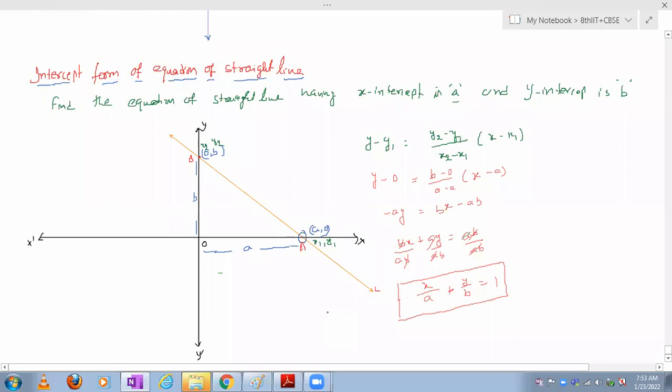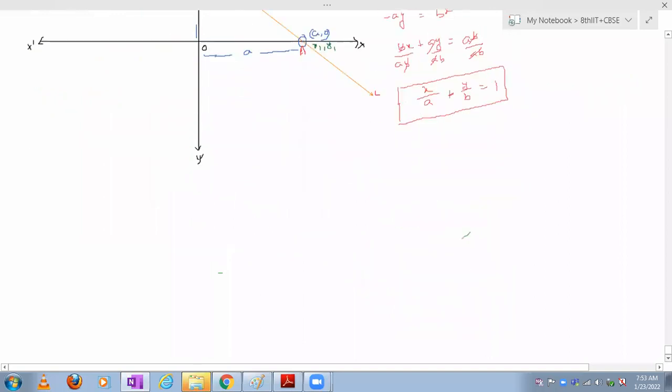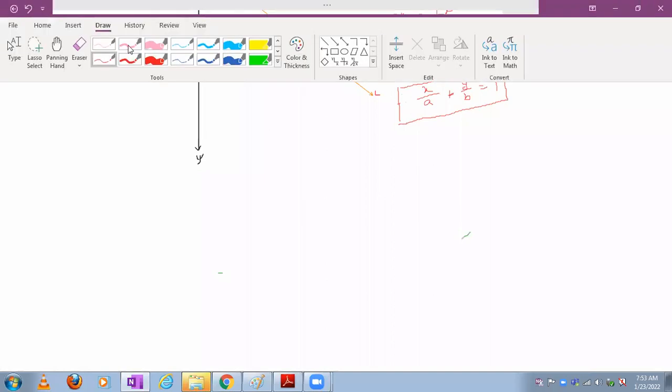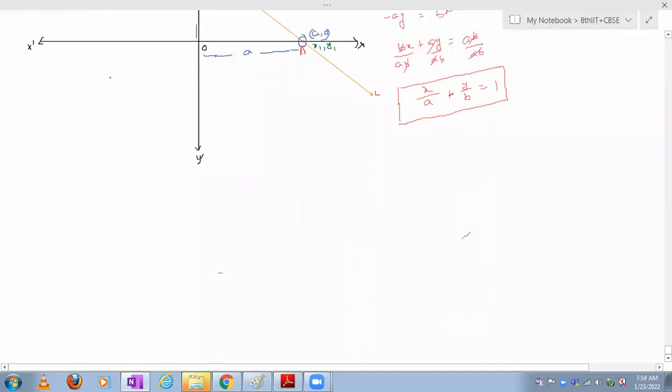Okay, now see one thing. So now we got all the equations of straight line. Now let's come back to the general form of equation of straight line.